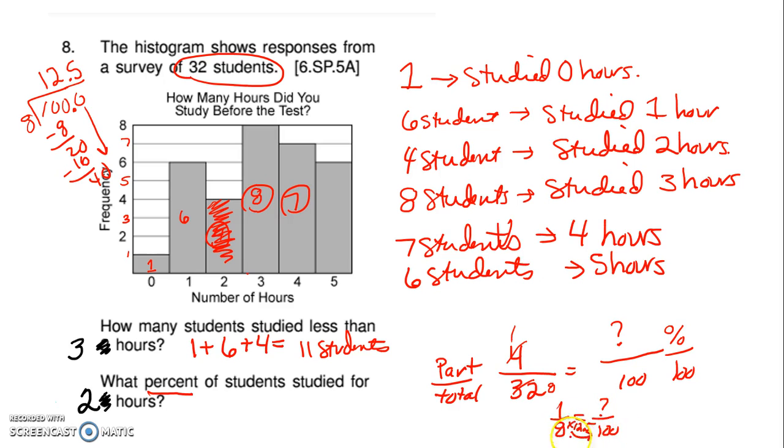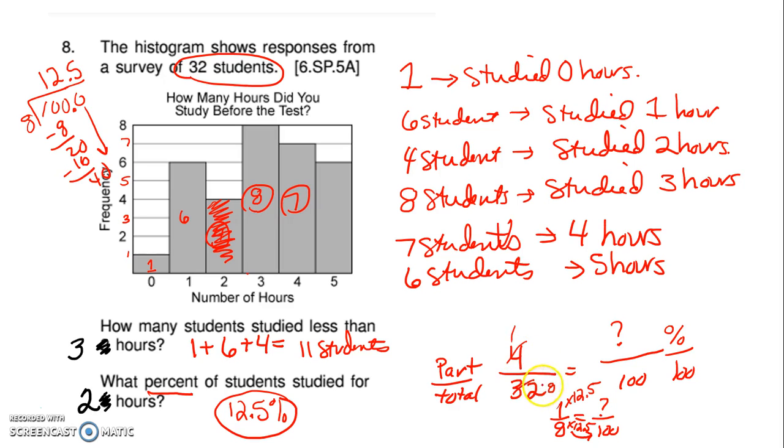If I'm going to multiply the 12.5 in the denominator, I need to multiply 12.5 in the numerator. 1 times 12.5 is 12.5%. So if you know 4 out of every 32 kids, or 1 out of every 8 kids studied for 2 hours, that means 12.5 out of every 100 will study for 2 hours. Just want to make sure it makes sense.